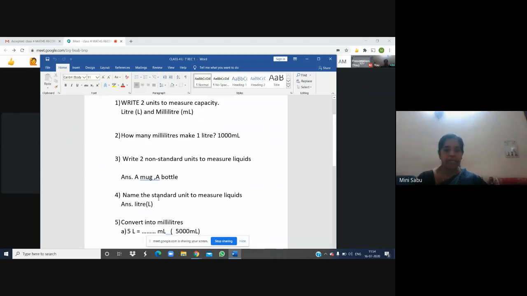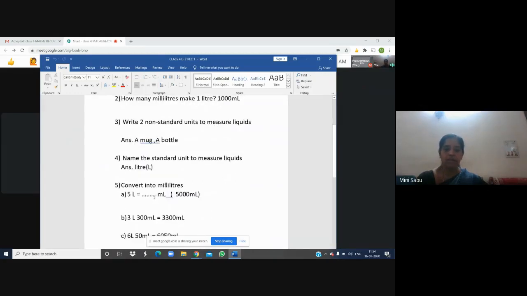Okay, name the standard unit to measure liquids. Liter is the standard unit considered to measure the capacity. Okay, and milliliter also, if anybody measures with a proper milliliter measuring vessel, it will remain same.